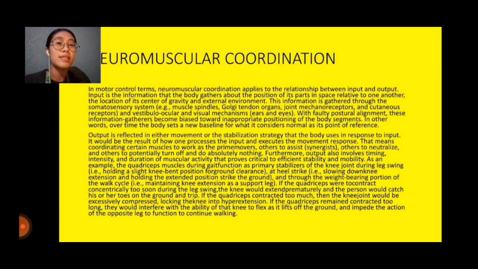The next one is output. When we say output, it is reflected in either movement or the stabilization strategy that the body uses in response to input. It would be the result of how one processes the input and executes the movement response. So that means coordinating certain muscles to work as the prime movers, others to assist, the so-called synergists, others to neutralize, and others to potentially turn off and do absolutely nothing.